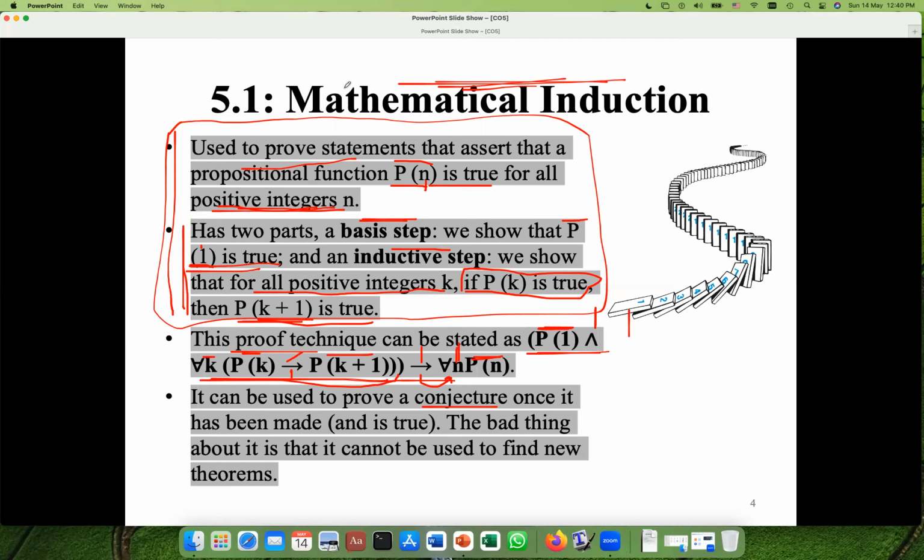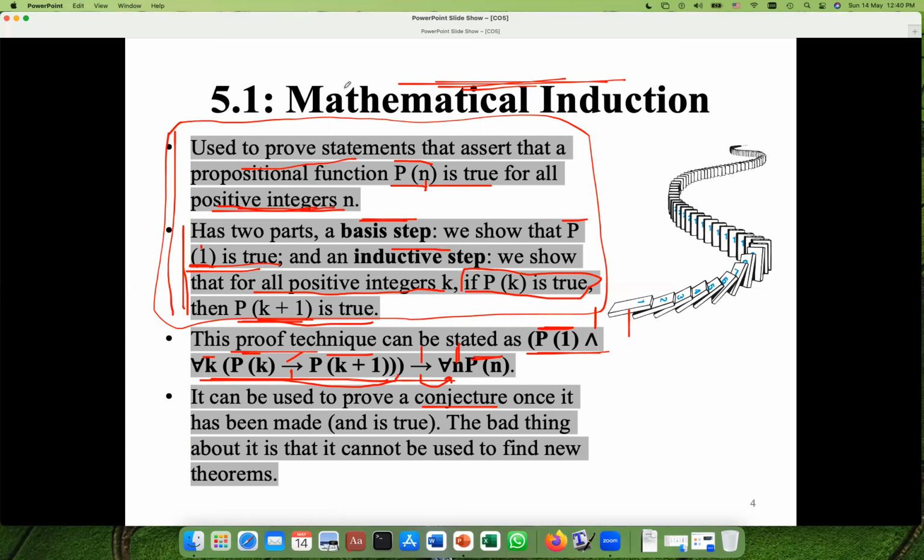Inductive step has 2 sub-steps in it. The first one is assumption. You have to assume something, which is P of k. And the next is P of k plus 1, which you have to evaluate. And if they would be true, then you can finally say that P of n, your propositional function, is true for that domain.